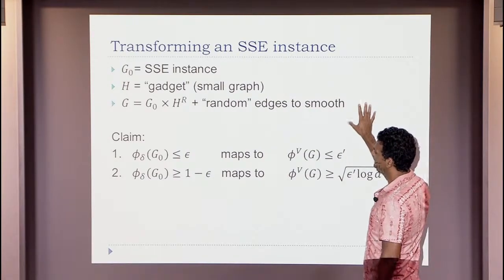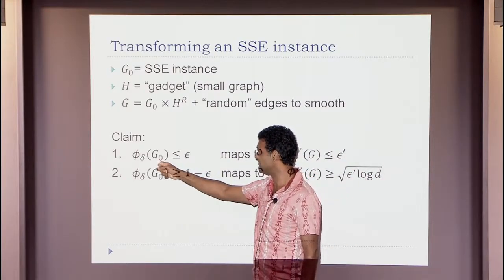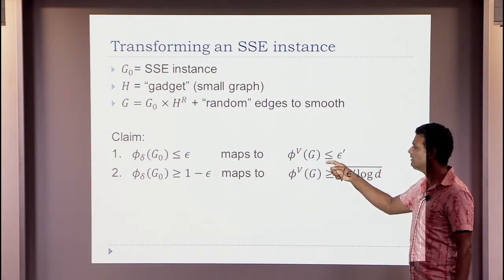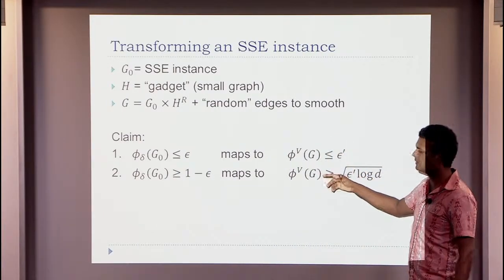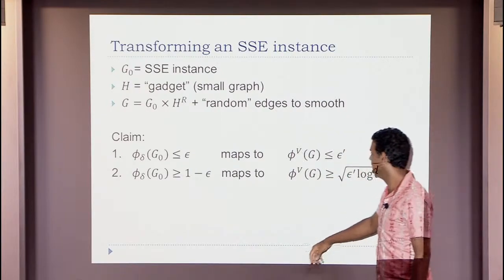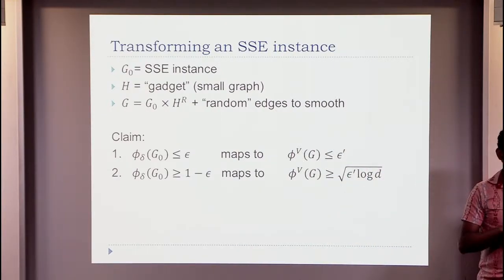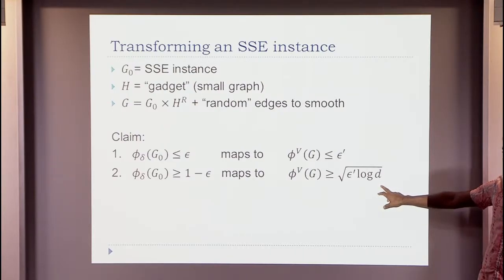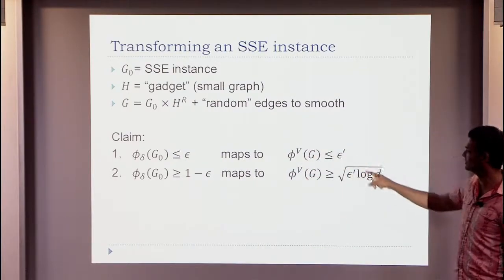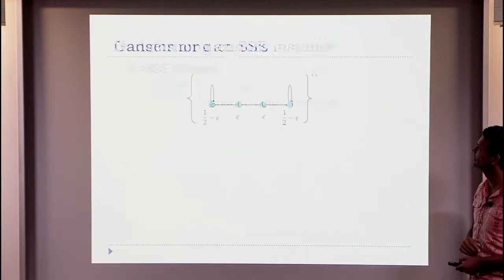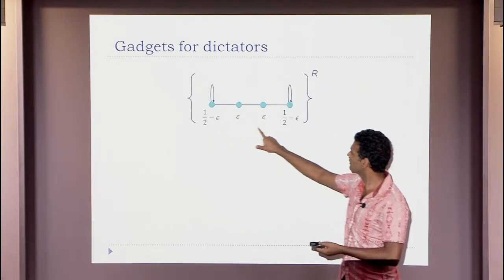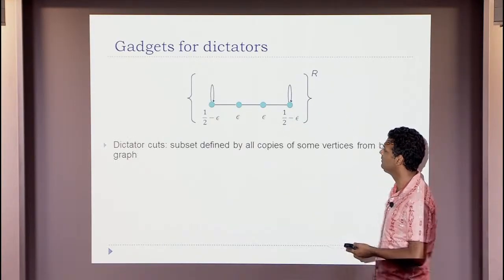Now, once you do this, the claim is that if the original SSE instance had small set expansion less than epsilon, then the vertex expansion of your new big graph will be less than epsilon prime. And if the small set expansion was large, then in fact the vertex expansion is larger by a much bigger factor. There is a big gap here. So the gadget is this small graph H, with weights on the vertices. You power it to the R.